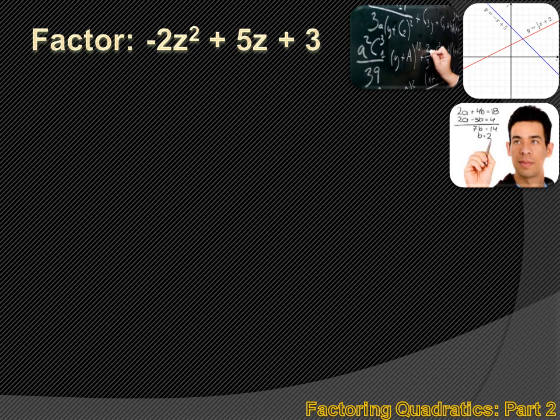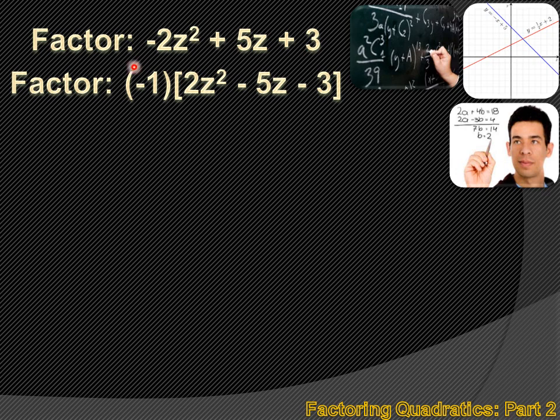Oh, I see. All I'd have to do is factor out a negative 1. I could change that expression to minus 1 times 2z squared minus 5z minus 3. Now remember, because I'm factoring a minus 1 out from the entire expression, all my signs are going to change, not just the first sign. It's going to be 2z squared minus 5z minus 3. Well, now all I got to do is factor that quadratic, 2z squared minus 5z minus 3.